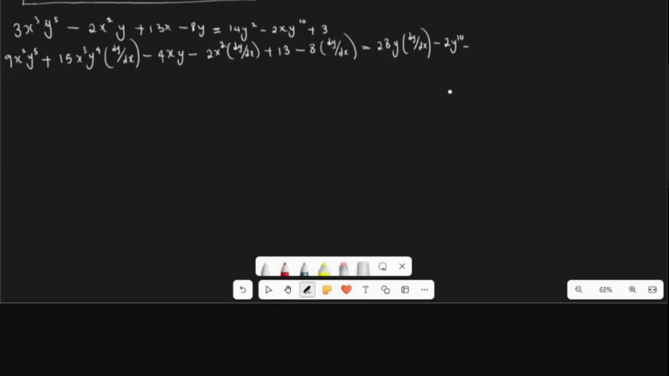All right. So 2y. So what do we have? So we do for the y. So that means we have 20x y to the power of what? 9. Open the parenthesis dy over dx.